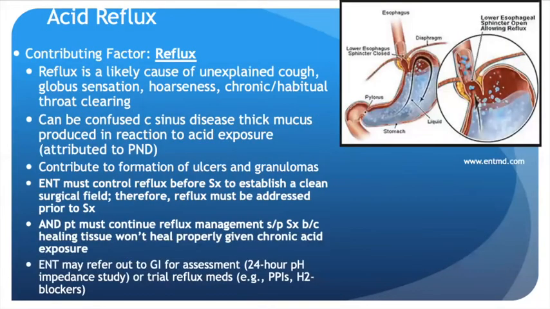Okay, acid reflux. So reflux is a likely cause of unexplained cough, globus sensation, so kind of a lump in the throat sensation, hoarseness, or chronic habitual throat clearing. It can be confused with sinus disease at times due to the thick mucus that's produced in reaction to the acid exposure. Mucus has kind of a protective function, so it's trying to protect the mucosa. And so it might actually be reflux, not postnasal drip, for example. So if the allergies have been managed by an allergist, you're taking whatever medications they recommend, and then you're still having these problems, maybe it could be reflux.